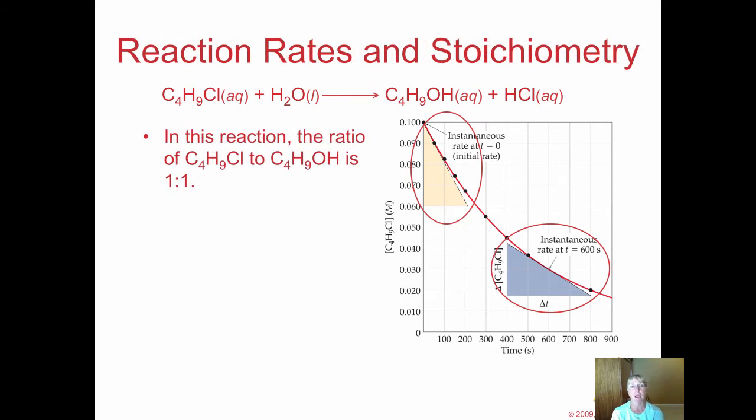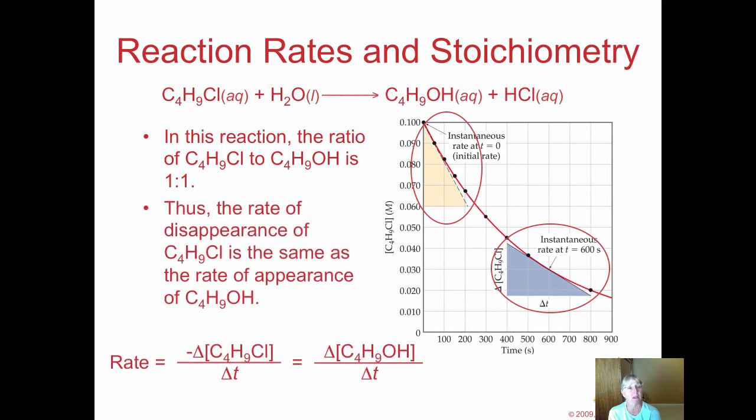So you can finally also relate the reaction rates to stoichiometry. In this particular reaction, the amount of the butyl chloride is in a 1-to-1 ratio with the butyl alcohol. So you can measure either the disappearance of the butyl chloride or the appearance of the butyl alcohol, or butanol. Notice that if you are measuring the disappearance of the butyl chloride, you put a negative sign in front of it because it's decreasing in concentration. And to find the rate based upon the change in concentration of the butyl alcohol, that would be a positive number.